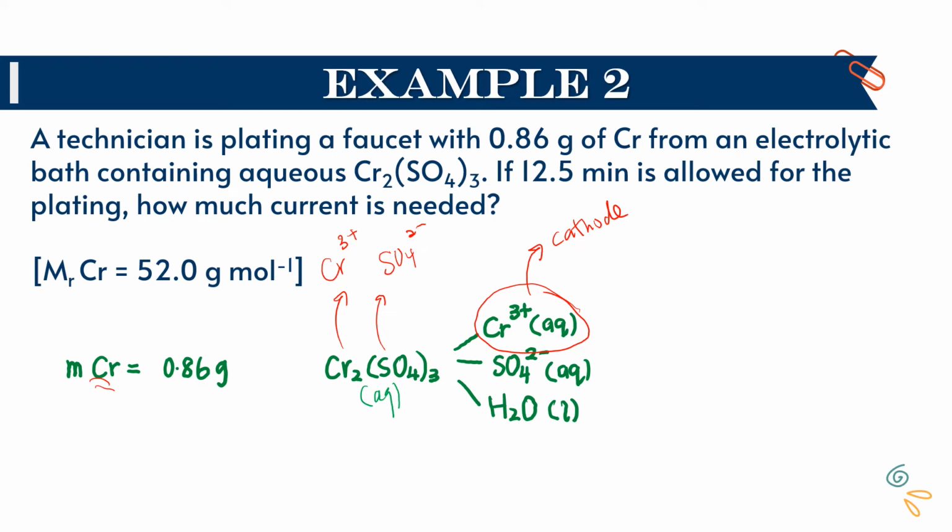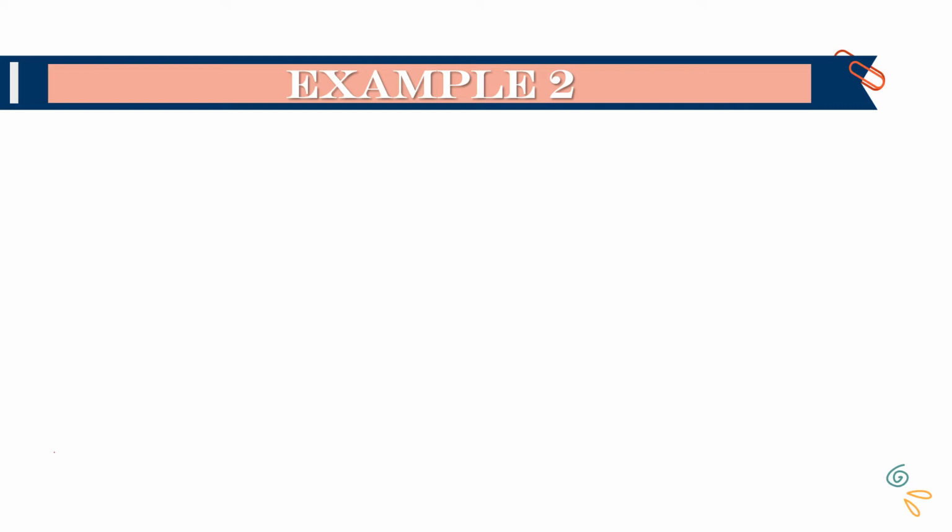Okay, and then the last information that we have is time. Kita ada masa 12.5 minit dan kita terus tukarkan kepada second. So kita dapat 750 saat dekat sini. Okay, so now let's proceed with the calculation. Like I mentioned earlier, when we discuss about the general steps, saya bagi tahu step tu tak semestinya kena follow step 1, 2, 3, 4, 5 accordingly. Tapi kelima-lima step akan digunakan dalam calculation.